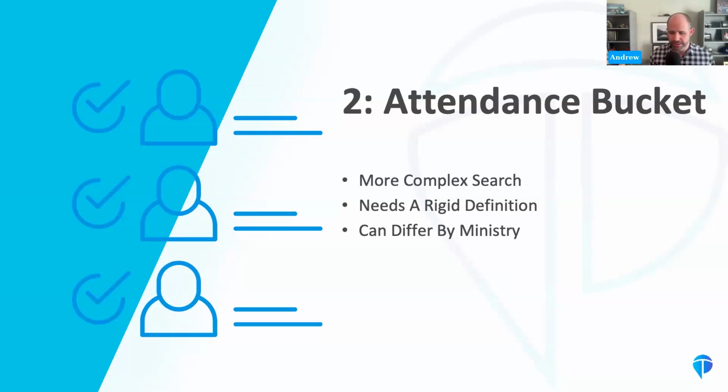So I work with a lot of churches on building out these engagement scores. And typically the conversation goes something like this, that one of the engagement scores needs to be active attender. Okay, what does it mean to be an active attender at your church? And they'll say, well, it's someone that attends a lot.